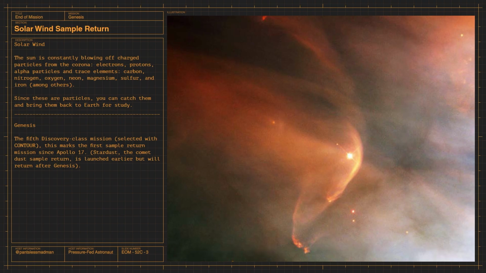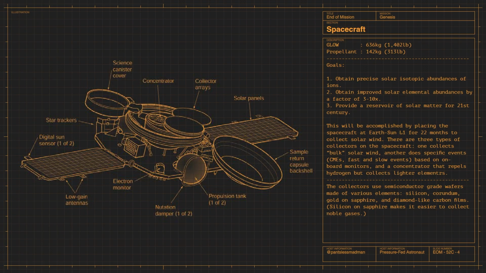Just remember that. So, Genesis is a very light spacecraft. It's a Discovery-class mission. It weighs 636 kilograms, or about 1,400 pounds, and it has about 142 kilograms of propellant, or 313 pounds. So it weighs a little more than I do. Just a little more.